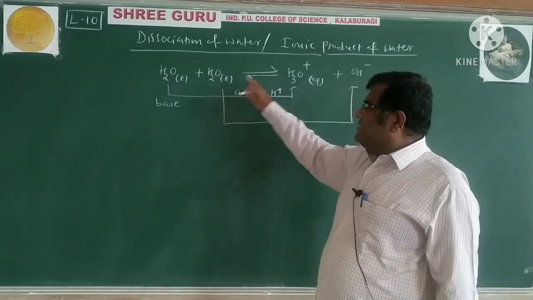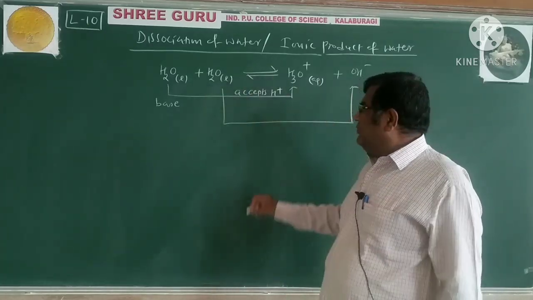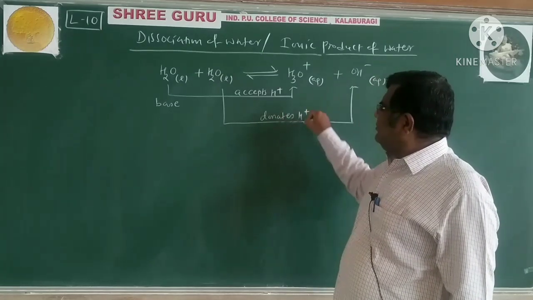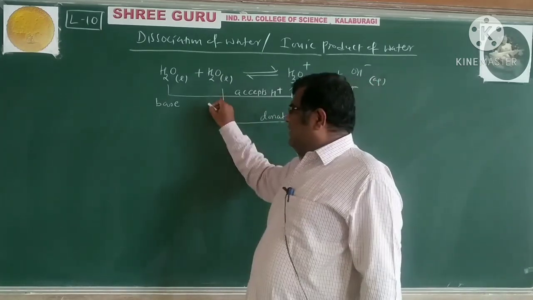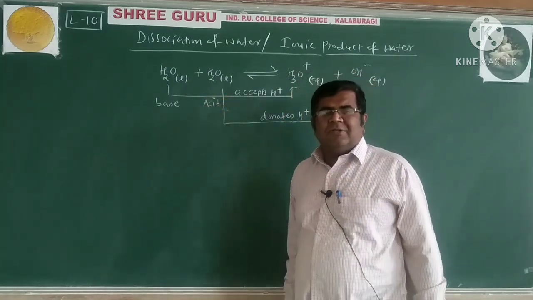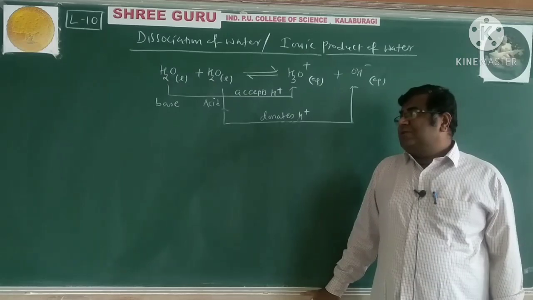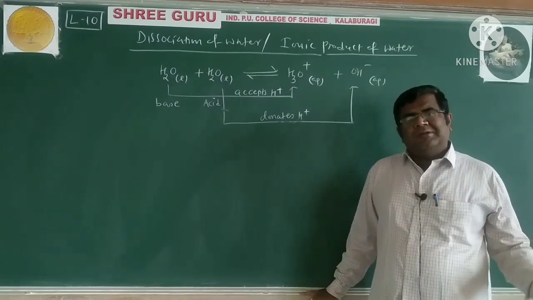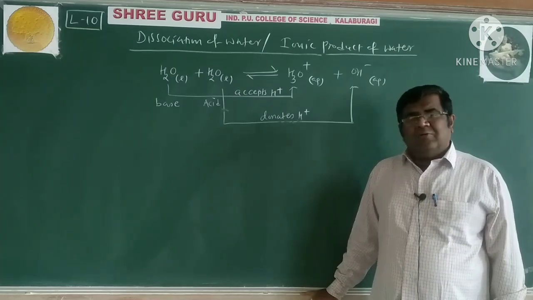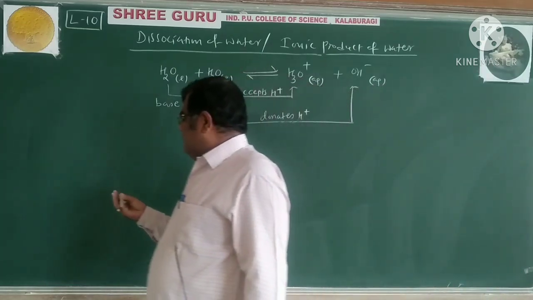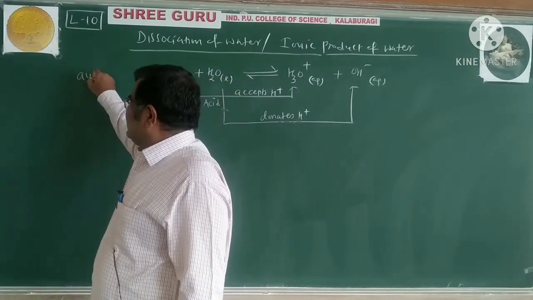Look at another H2O molecule which has been converted into OH negative. How does H2O get converted to OH negative? It donates a proton, and that's why it acts as an acid, because H2O is giving a proton and becomes OH negative. So this example we call autoprotolysis.